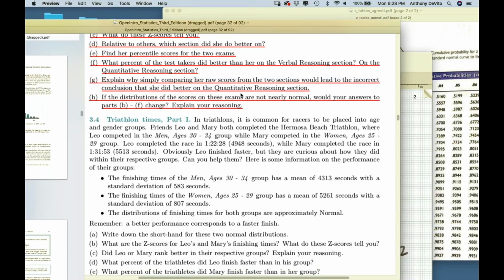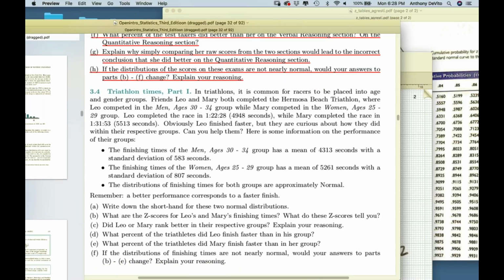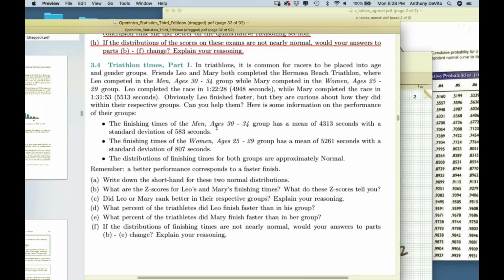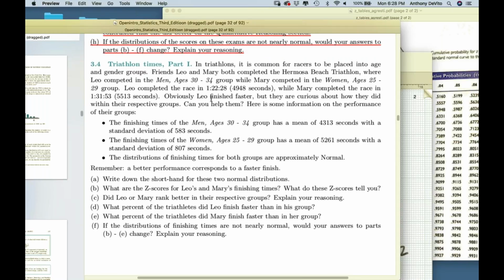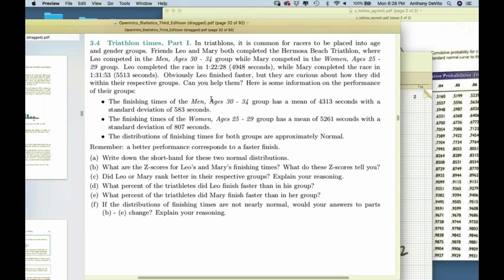If the distribution of scores on these exams are not nearly normal, what would your answers to parts B through F change? Well, yeah, we would have a problem with that, wouldn't we? If they're not normally distributed, then we can't rely on the Z table to predict reliably what the percentages are based on the Z scores. So we wouldn't rely on this. This whole thing is based on the fact that this distribution is at least approximately normal.